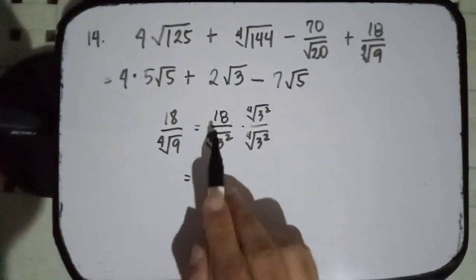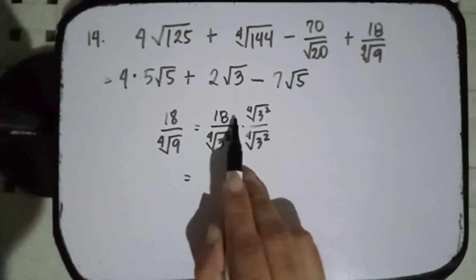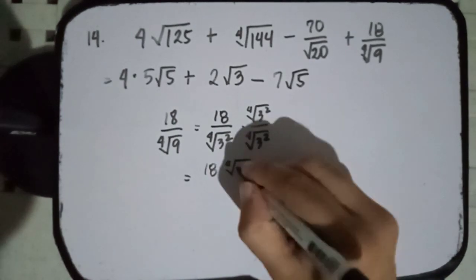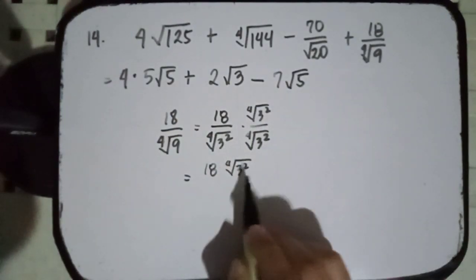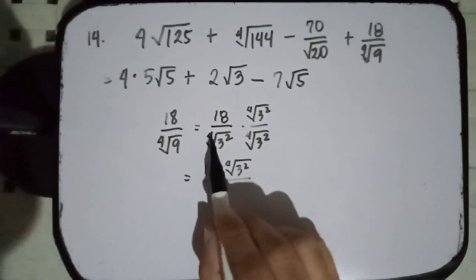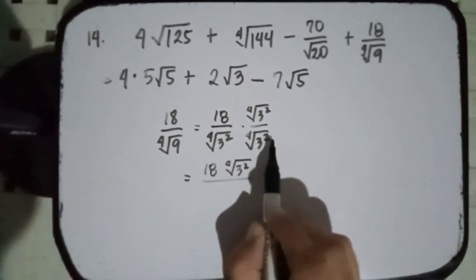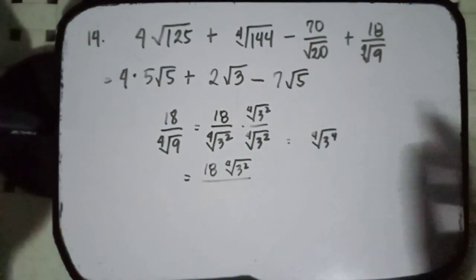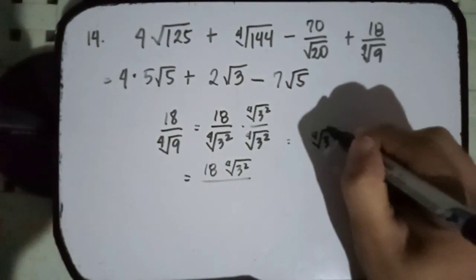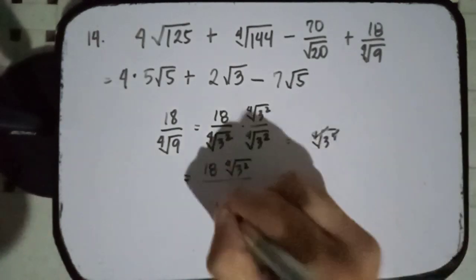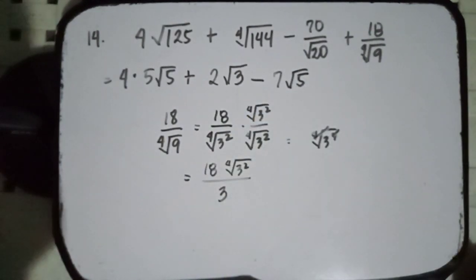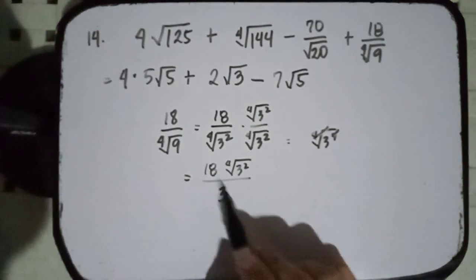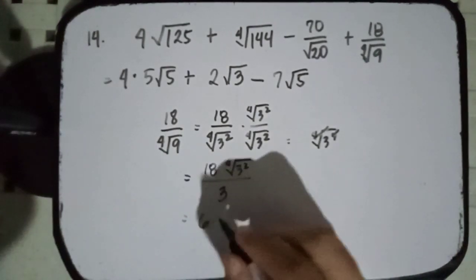Tapos i-simplify natin. So 18 times this one, pagdugtungin na lang. 18 4th root of 3 squared over this one, 4th root of 3 squared times 4th root of 3 squared is 4th root of 3 to the 4th na siya. And since 4 yung exponent, makakancel na yung 4th root. This will become 3. And 18 is divisible by 3. 18 divided by 3 equals 6.